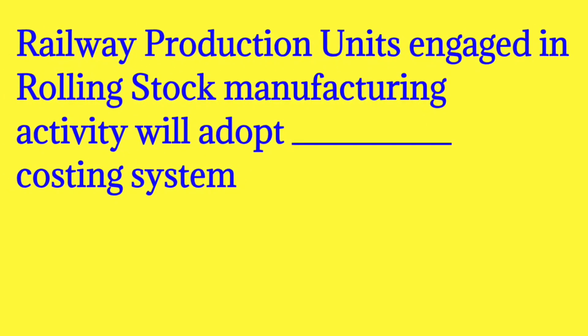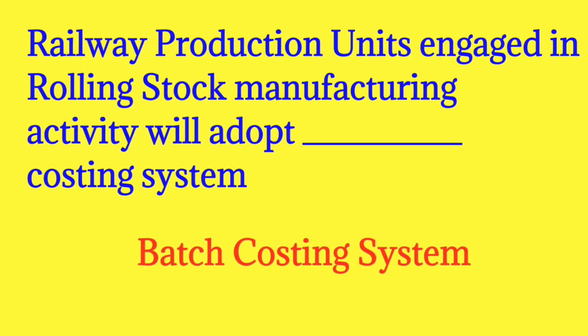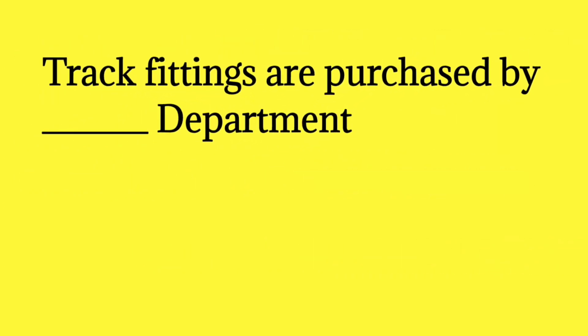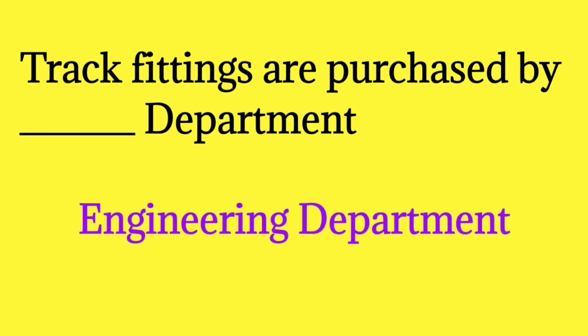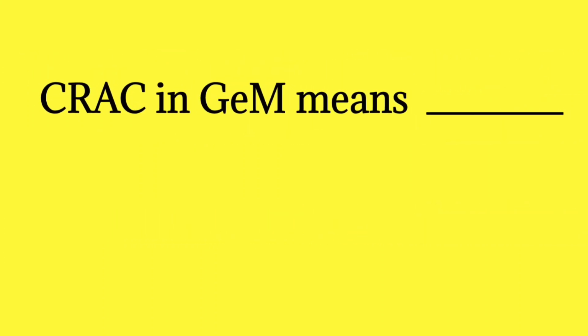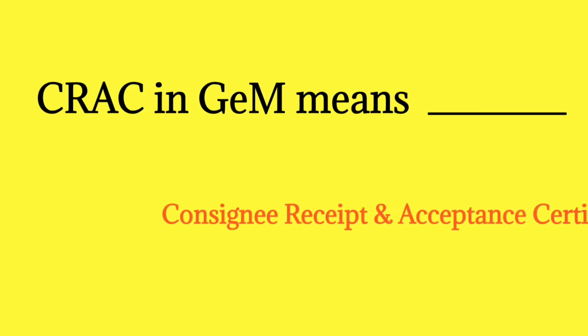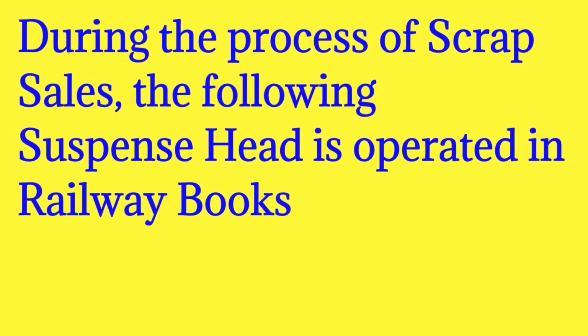Railway production units engaged in rolling stock manufacturing activity will adopt dash costing system. It is adopting batch costing system. Track fittings are purchased by dash department. Track fittings are normally purchased by the engineering department. CRAC in GEM means dash. It is Consignee Receipt and Acceptance Certificate.